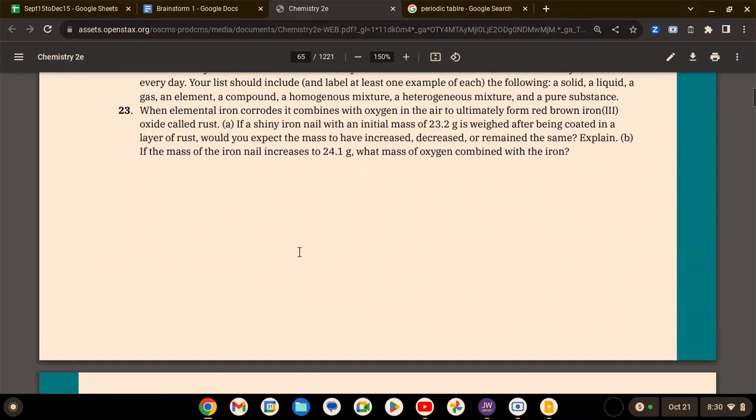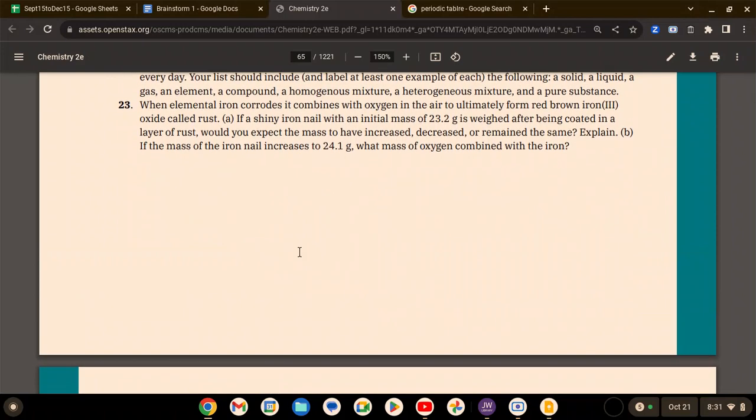When elemental iron corrodes, it combines with oxygen in the air to ultimately form red-brown iron 3 oxide called rust. A. If a shiny iron nail with an initial mass of 23.2 grams is weighed after being coated in a layer of rust, would you expect the mass to have increased, decreased, or remain the same? Explain. B. If the mass of the iron nail increases to 24.1 grams, what mass of oxygen combined with the iron? Okay? That's fun. All right.